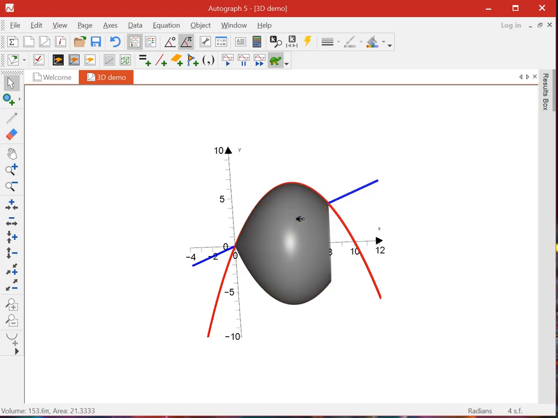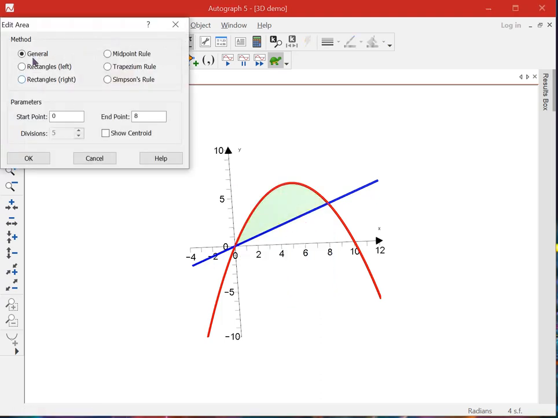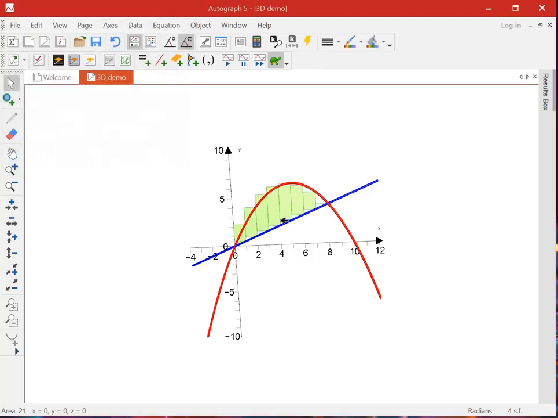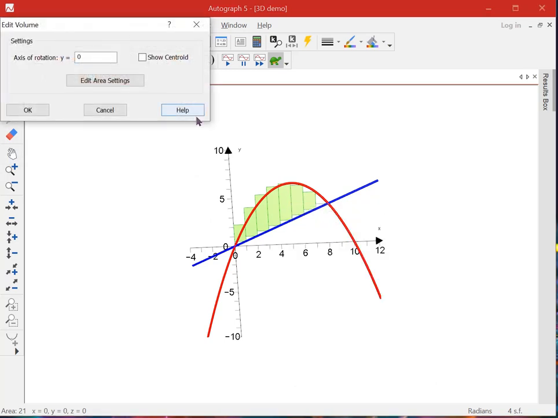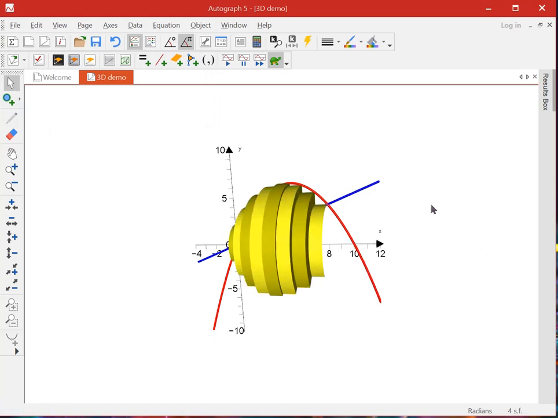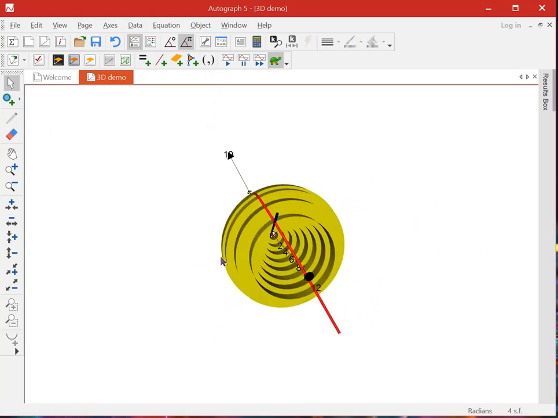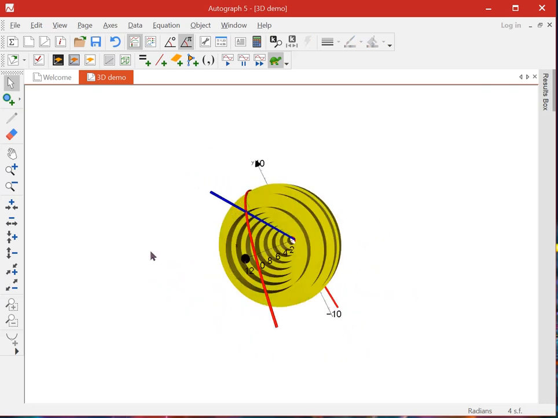How would we do that? Well, let's back up a bit. Remember when we were finding the area here, I just used this fancy method in the software. But what if I were to choose right rectangles and I were to say that I wanted 8 divisions? I would have these little rectangles here, and let's take those rectangles and rotate them around y equals 0. And we are going to get a series of washers. Look at that, a series of washers.